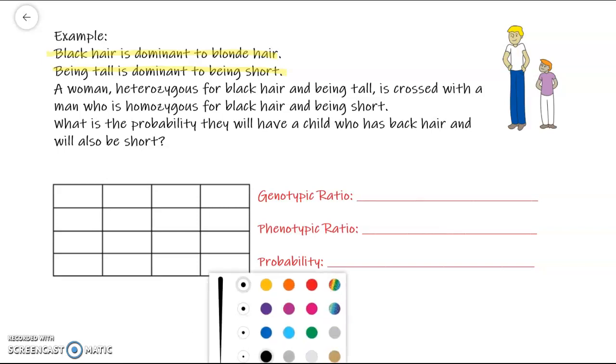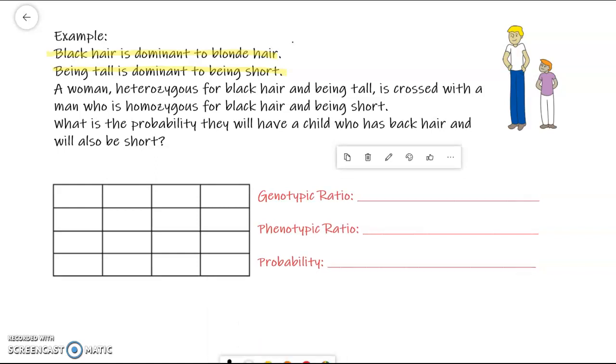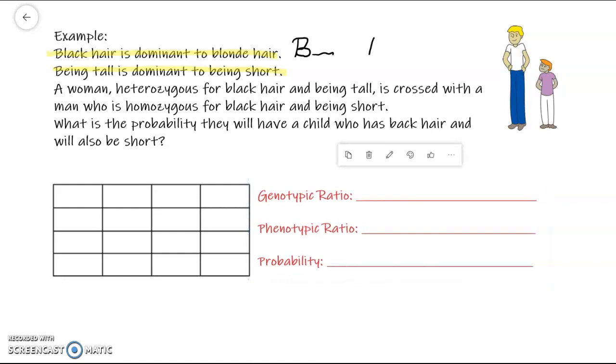We're going to say that black hair is a big B. It doesn't matter what the second allele is, you will have black hair. The only way to have blonde hair is to be two lowercase b's. Being tall is dominant to being short. So those are the symbols that we're going to use.